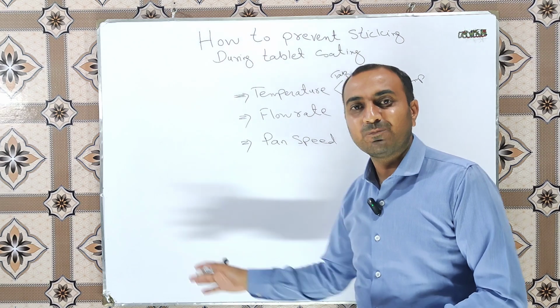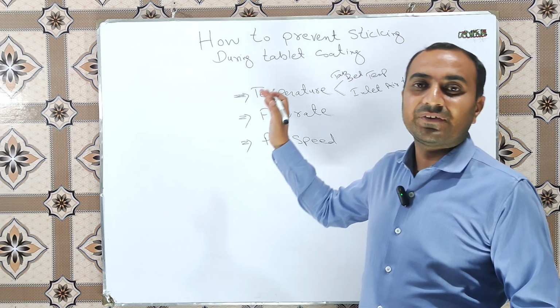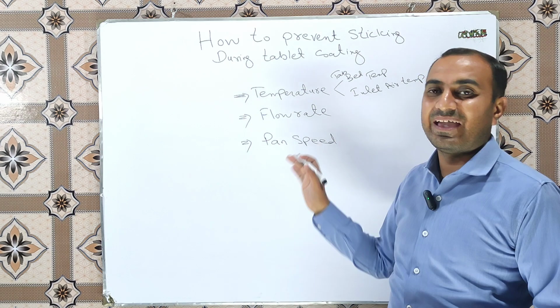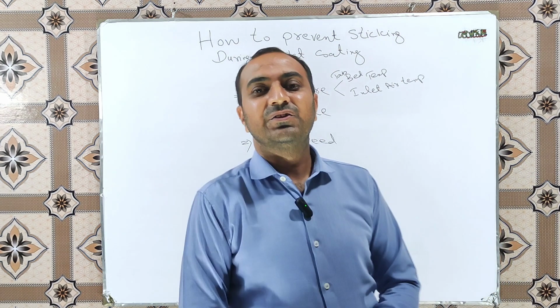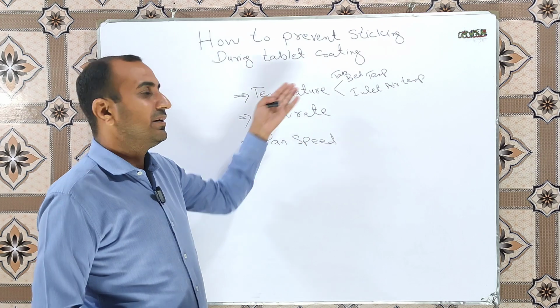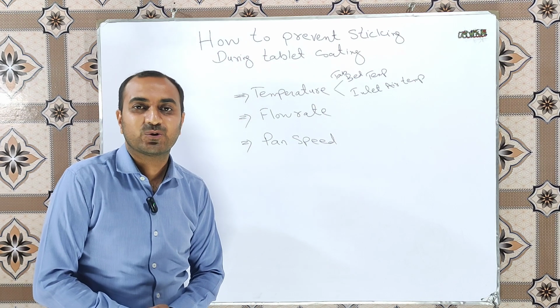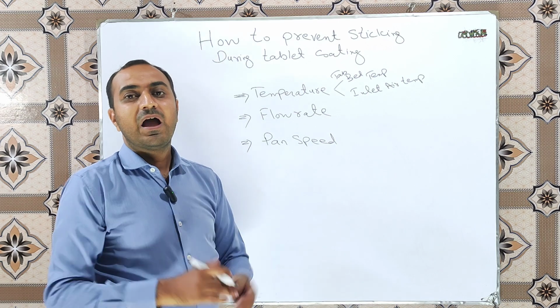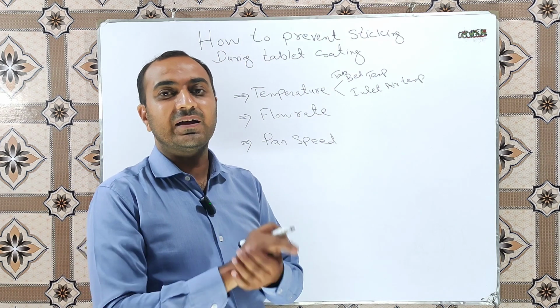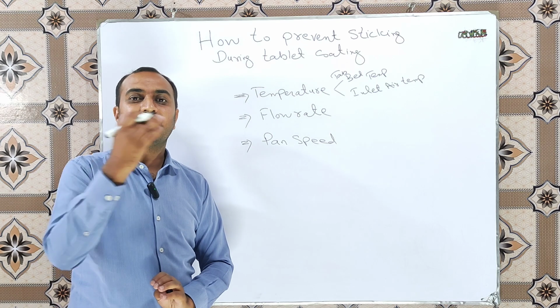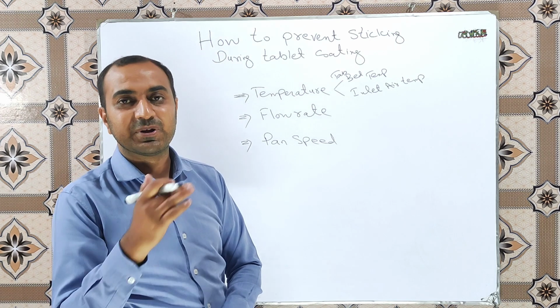What are these 3 points? These 3 points are the temperature, flow rate and pan speed. Sticking can be prevented by maintaining or by synchronizing the 3 points. So how does tablet sticking occur? Sticking's main reason is the reduction of the temperature.